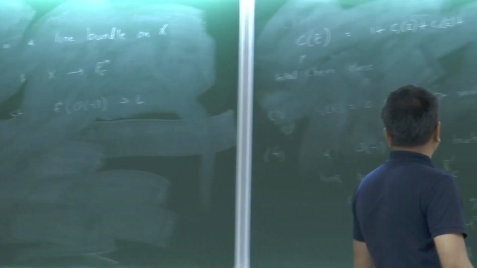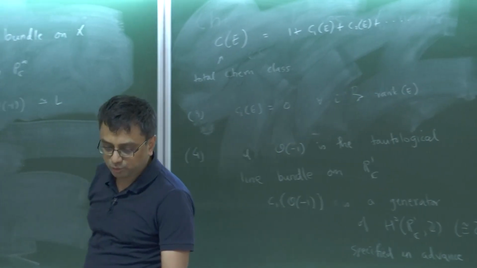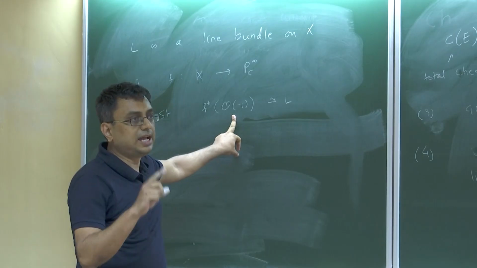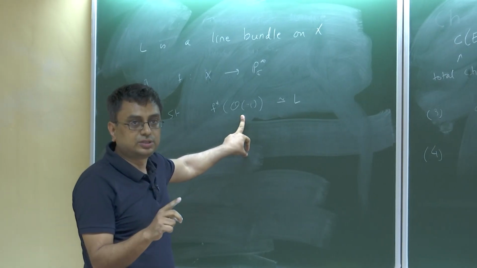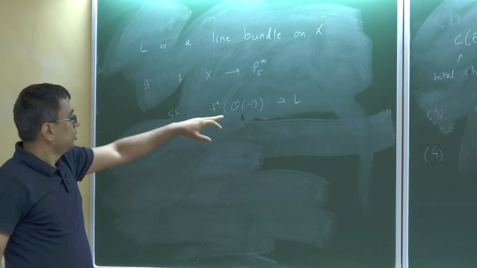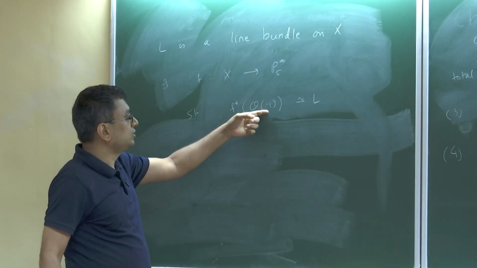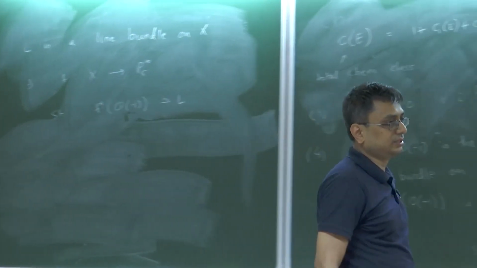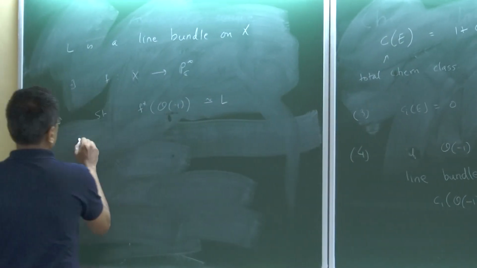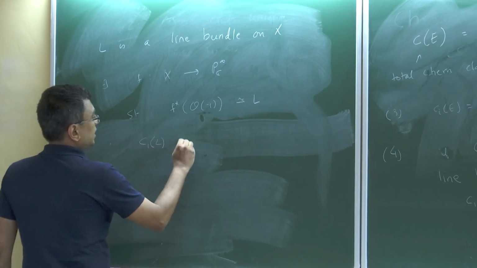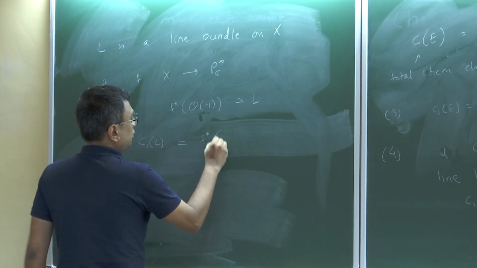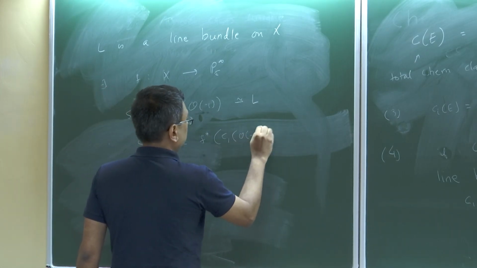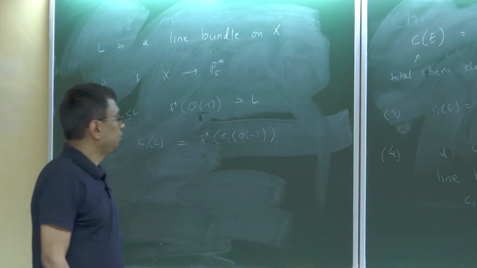Okay. Now, this theorem 3.2 tells me that a line bundle will only have one non-trivial Chern class, namely the first Chern class. All other higher Chern classes will be 0. So I know that the first Chern class has to be the pullback of the first Chern class of O minus 1 on P infinity C, right? So therefore, C1 of L has to be equal to the pullback of C1 of O minus 1. But what is C1 of O minus 1?